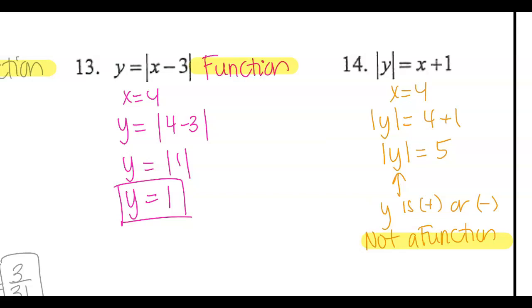The reason why this one is not a function is because when you have this y, it can be either one of these two signs. So be careful with how you're looking at these. Depending on where your absolute value is, it could completely change your problem, completely.